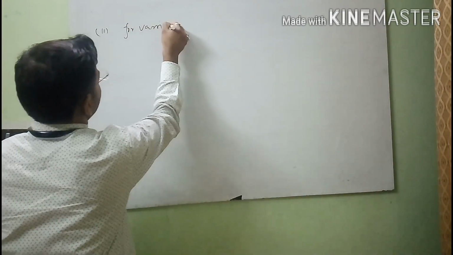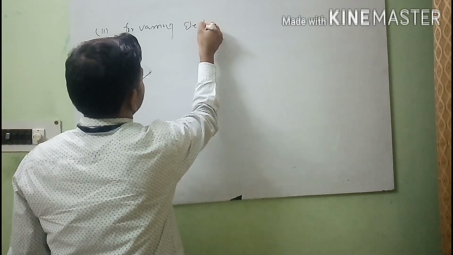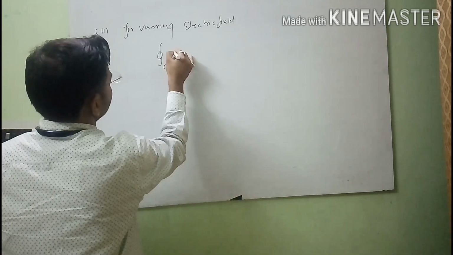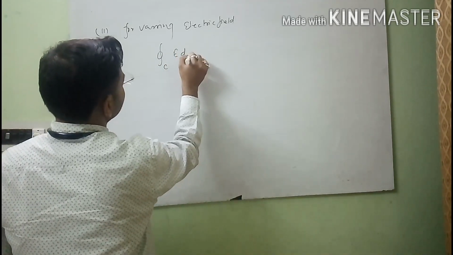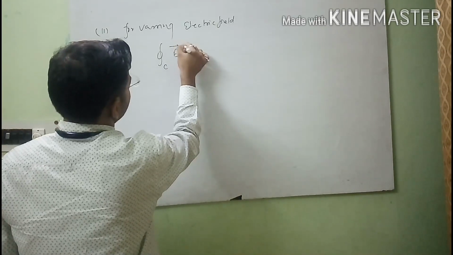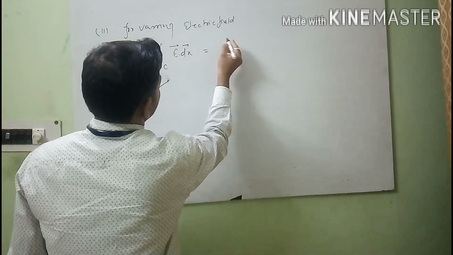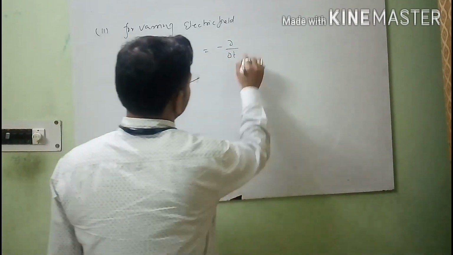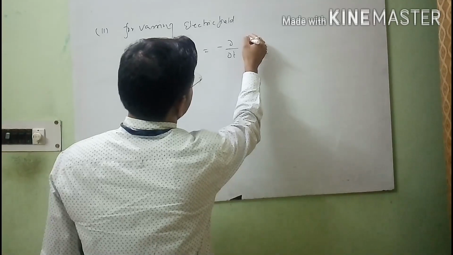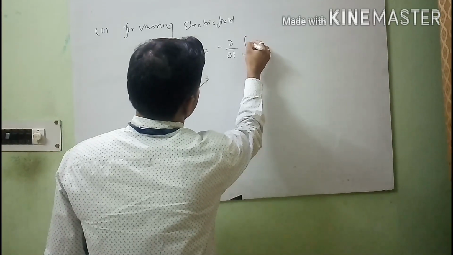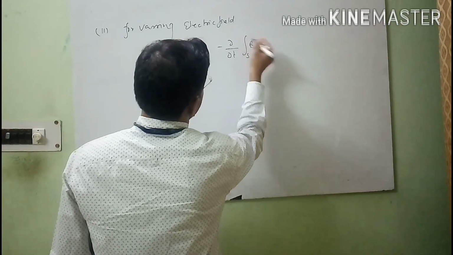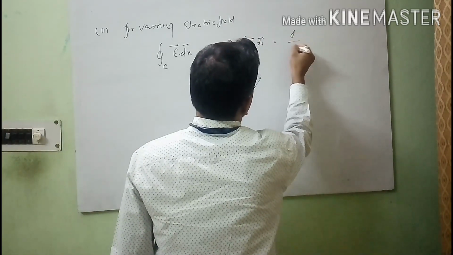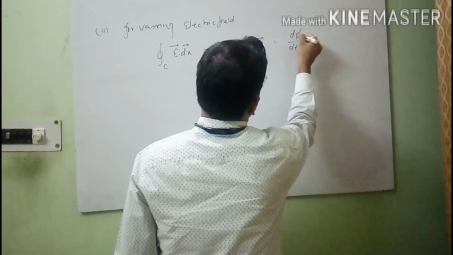After this, we will talk about the second case, for a varying electric field. In case of a varying electric field, the closed line integral of the electric field, ∮E·dl, is equal to negative, this one is a partial differentiation, the change in magnetic flux, B·dS. So it can be written as negative d upon dt, that is, dΦB upon dt.